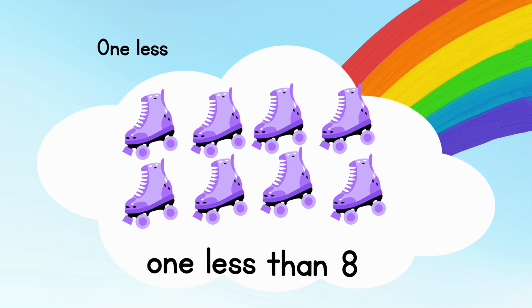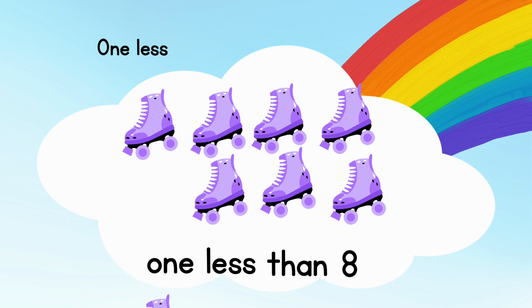8 roller skates. Let's count them. 1, 2, 3, 4, 5, 6, 7, 8. 1 less than 8 is, let's take 1 away.